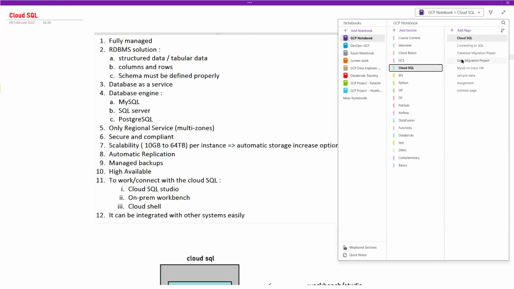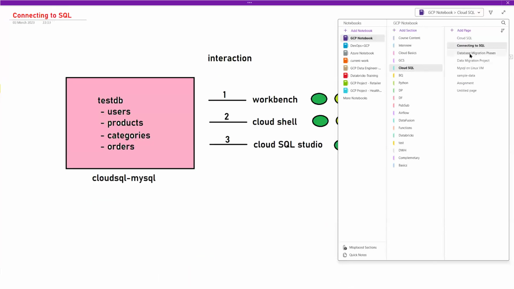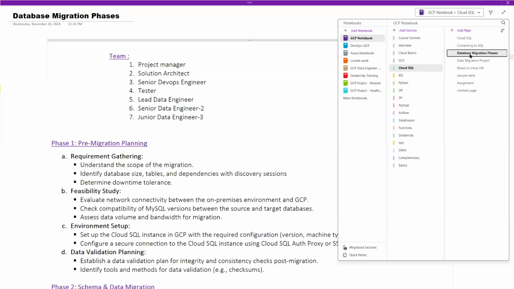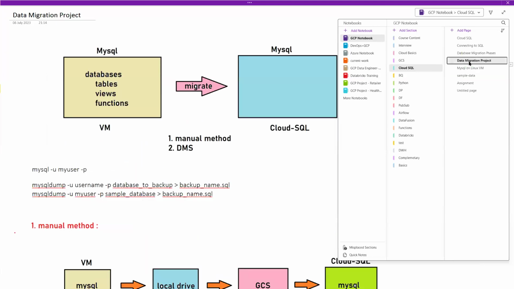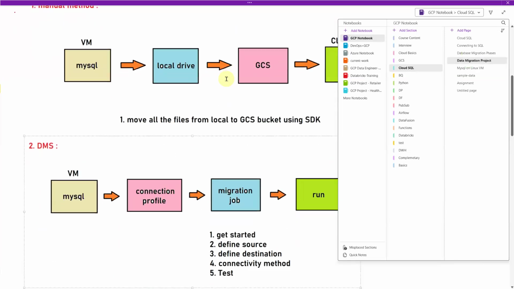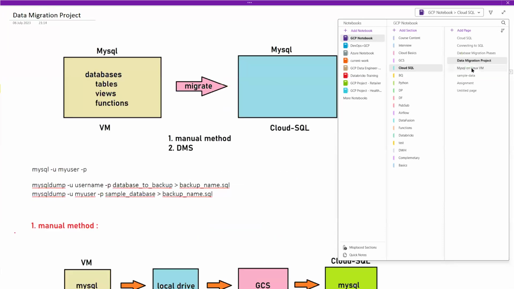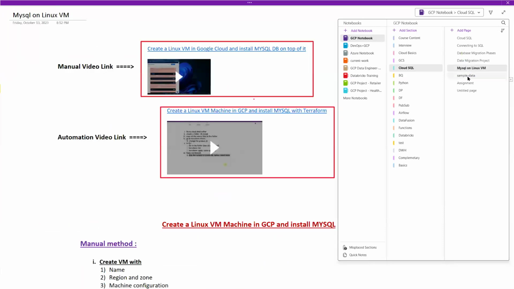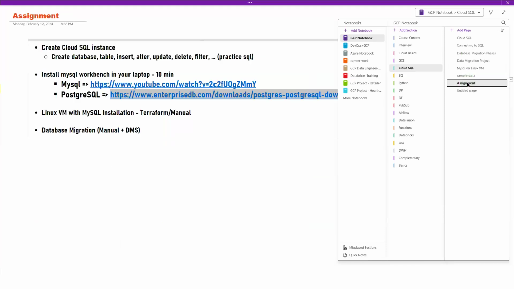Cloud SQL. What is Cloud SQL? Working with Cloud SQL. Database migration project. So we are going to cover one database migration project here, everything end to end. Database migration methods: the manual method and the DMS, automated method. And this is sample data and an assignment for you guys.